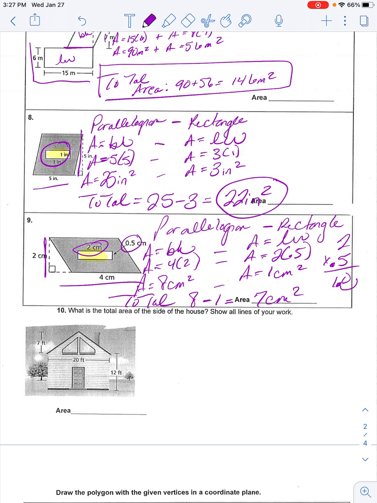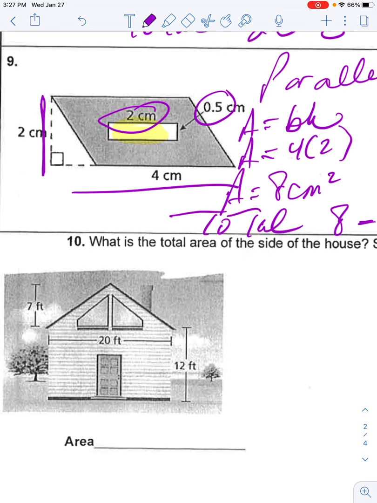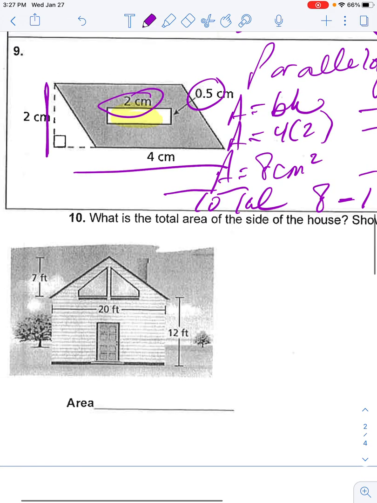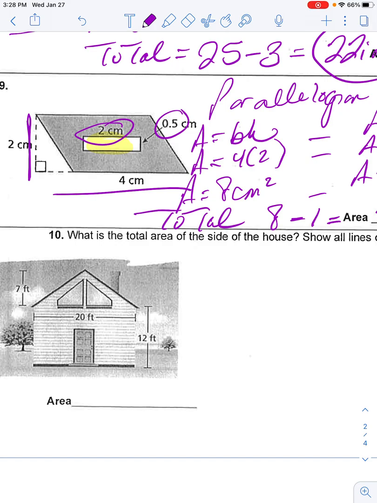Alrighty, number 10. What is the total area of the side of the house? Show all lines of your work. Okay. You're looking at the side of the house. If you're looking at the side of the house, you see a rectangle and you see a triangle. So we're going to find the area of the side of the house, the total area.